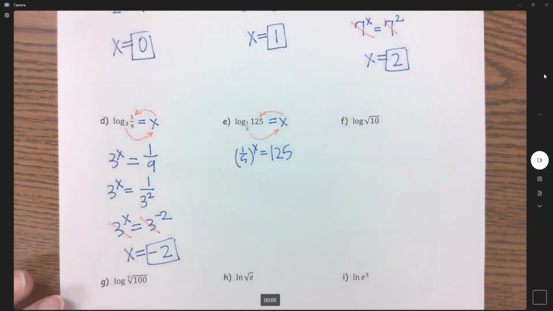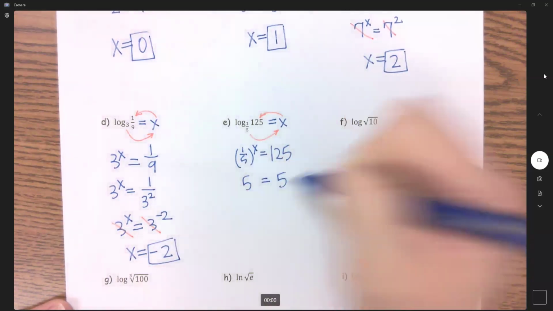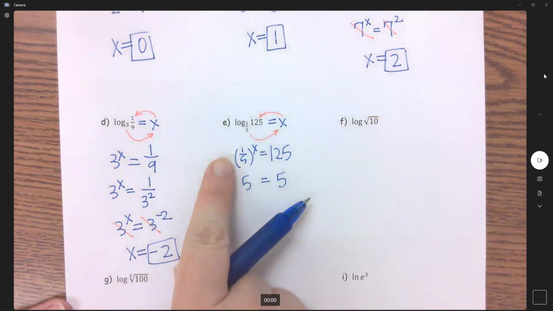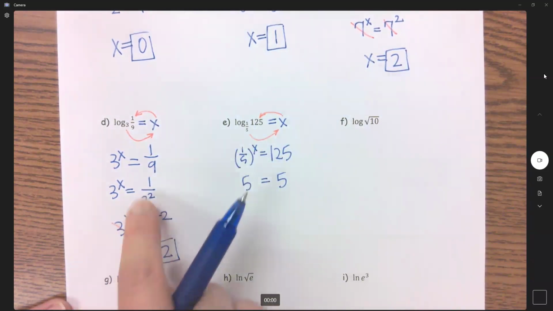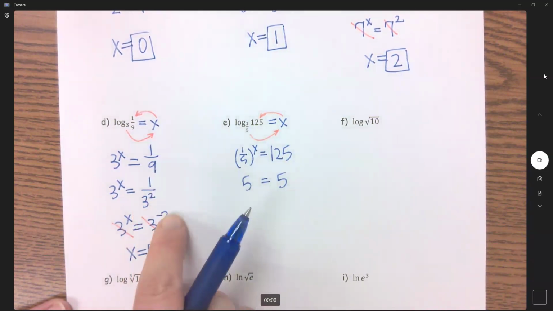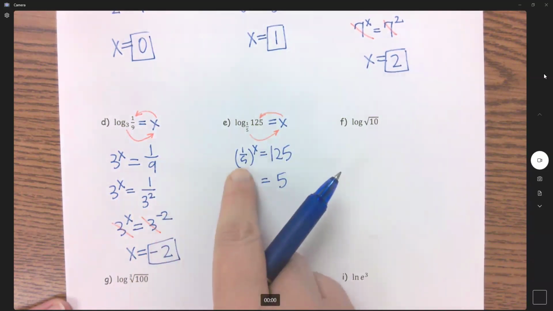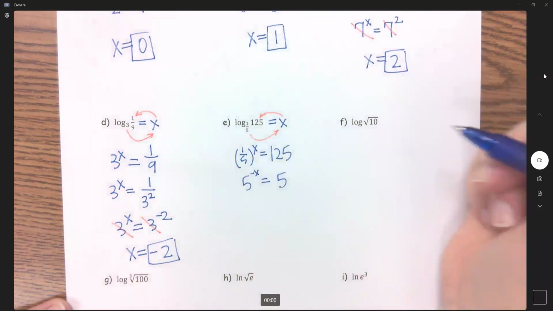Okay, we need to get to a common base. These will both have a base of 5. How can I rewrite 1/5 to the x power with a base of 5? Very similar to this right here. When this was in the denominator, we moved it up and changed the exponent negative. This is in the denominator, we're moving it up. So I'm going to change this x to a negative x.